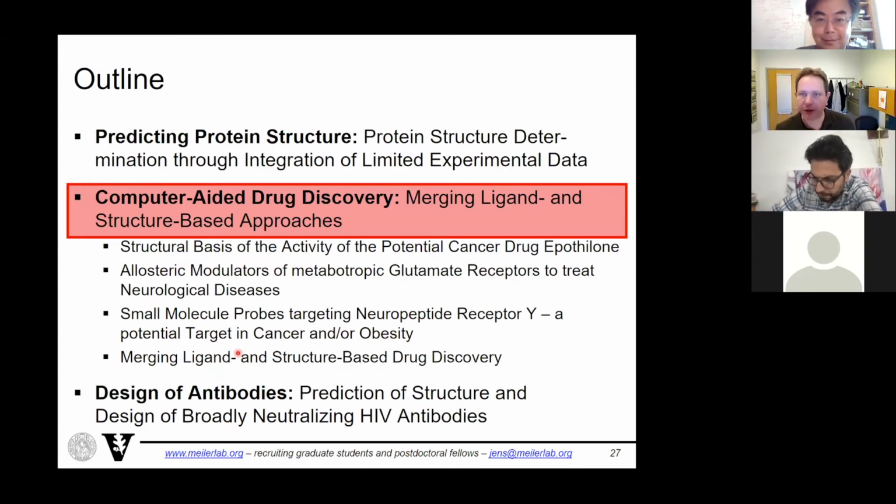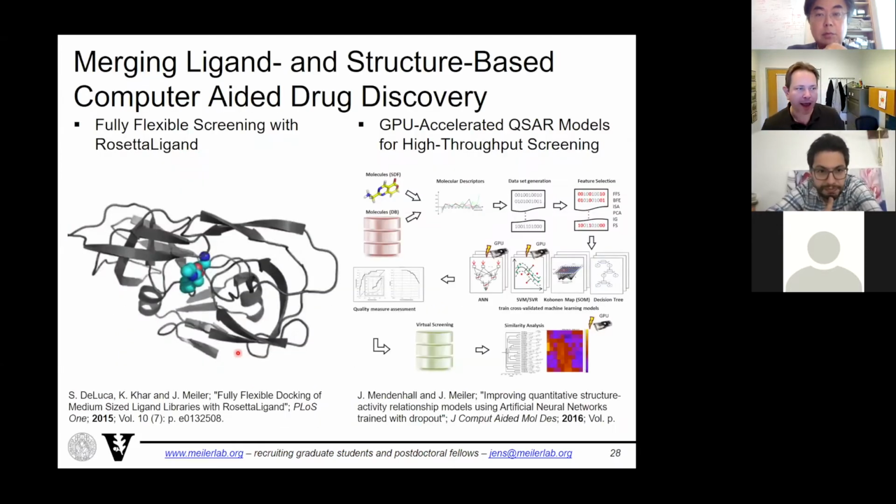Let me go on to computer-aided drug discovery. And this is, again, a field that undergoes a revolution right now. And I believe that this will be at the interface of structure-based and ligand-based drug discovery. So on the left-hand side, we see what I would call structure-based drug discovery.